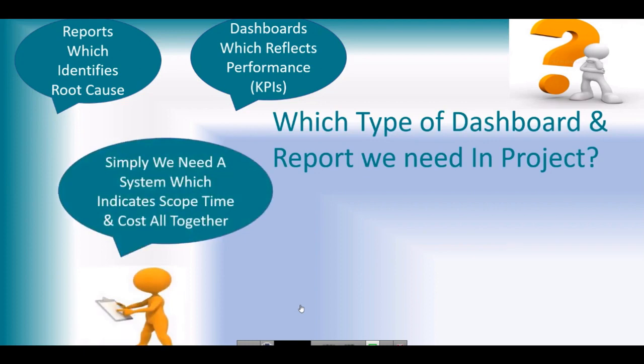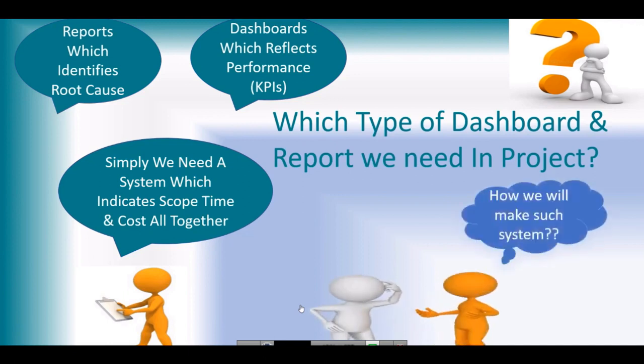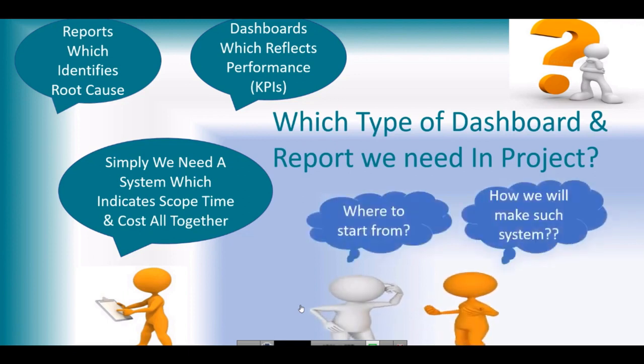Simply, we need a system which indicates the scope, time and cost all together. We need a robust system which gives me the scope of the project, because this scope is going to be validated by the client. The client needs to see if the scope is done or not. We need to see the cost, how much cost you spent in order to finish the scope, and the time, in what time you are going to finish the project, or in what time you have finished the project so far. So these are the three main things we need in our system to create a dashboard and reports. So how will we make such a system, where do we start from?